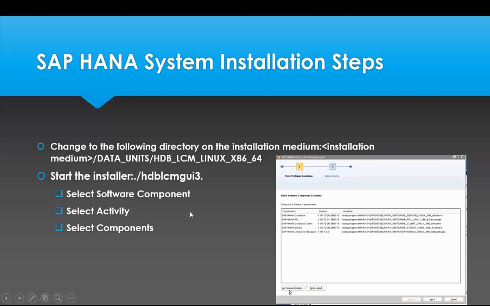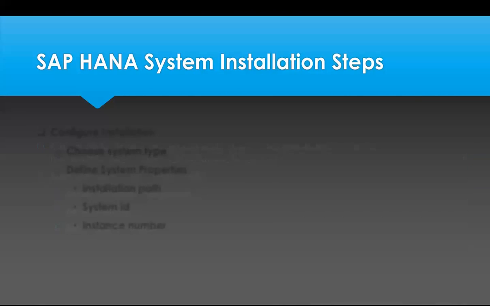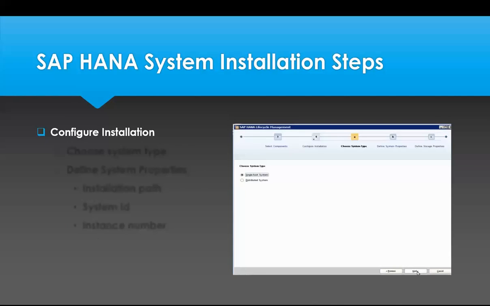After you have selected the components to be installed, you have to configure the installation. In that case you first choose the system type, whether it's a single host system or a distributed system. After you have selected the components and the type, just keep on pressing next, next, next, and it automatically gets you through all these steps. In our case we are selecting the single host system, then you have to define the system properties.